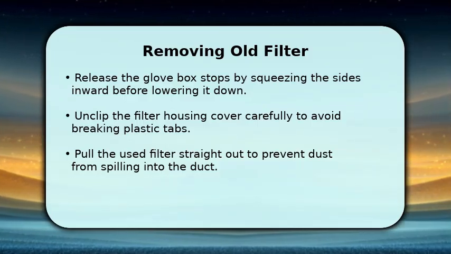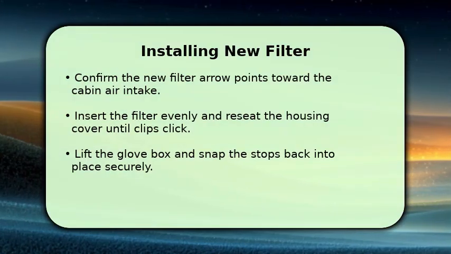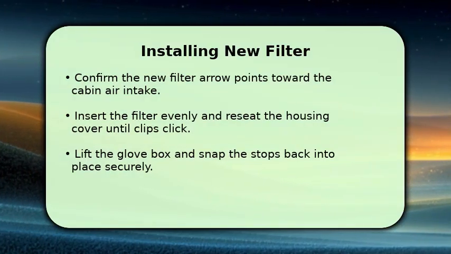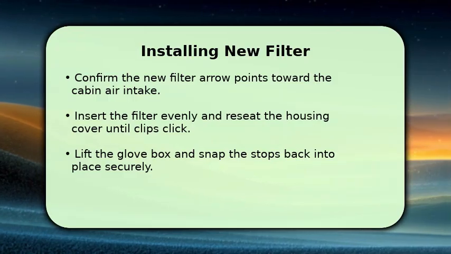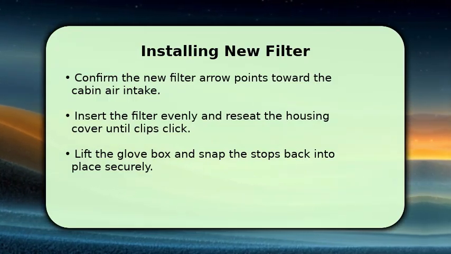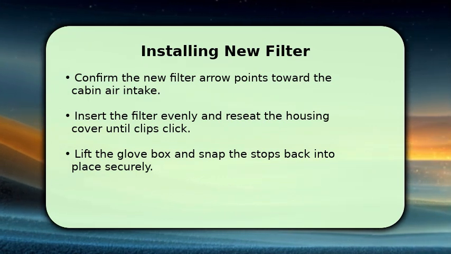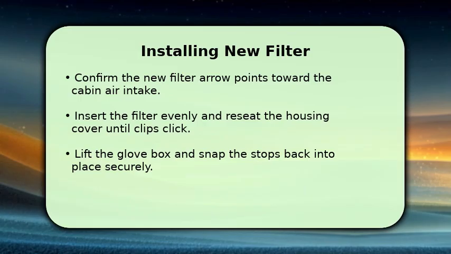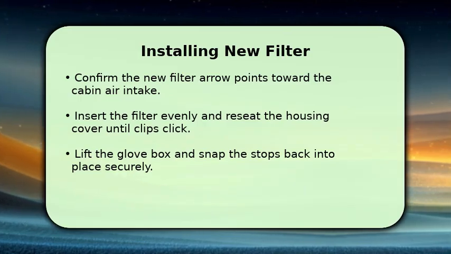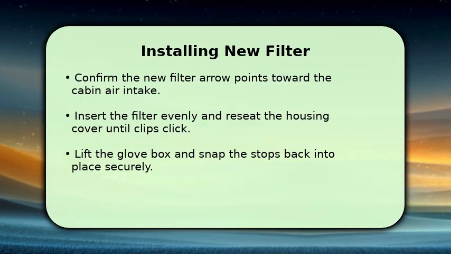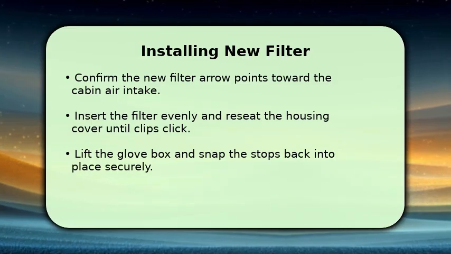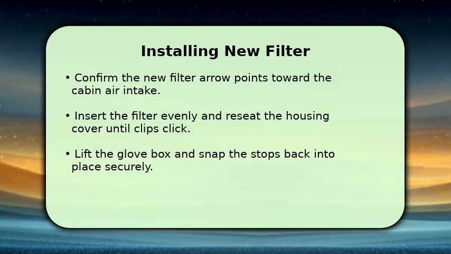Hold the replacement filter so the airflow arrow points toward the cabin and away from the engine compartment. Slide the filter into the housing evenly until it seats fully, then press the housing cover back into place until all clips engage. Raise the glove box gently, guide the side stops back into their slots, and test the glove box closure. Run the fan on high briefly to confirm airflow feels clean.